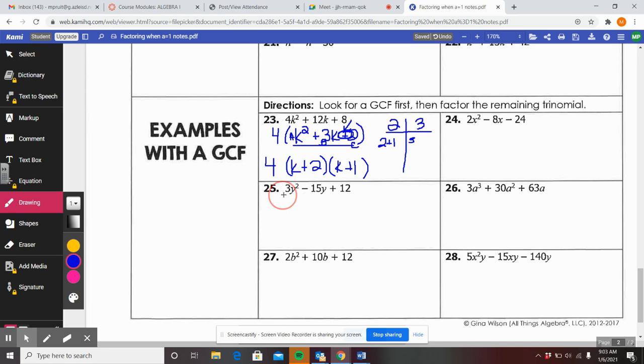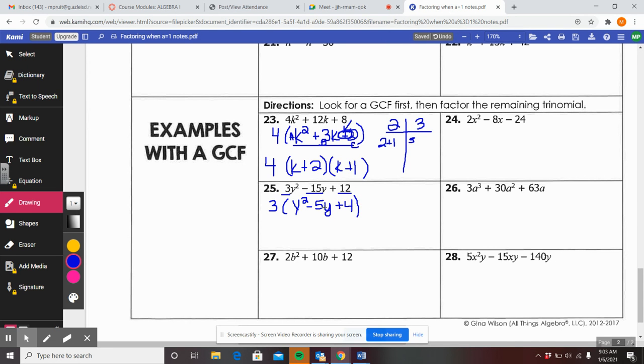Okay, next one. What comes out of 3, 15, and 12? 3. So when you factor out a 3, you have y squared minus 3 times what gives you 15? 5y, and then 3 times what gives you 12? I said 4.